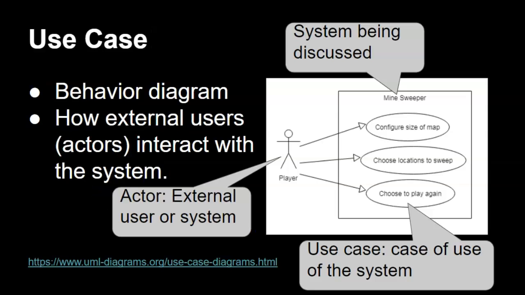First of all, the use case diagram. A use case diagram is basically a context diagram, a way of looking at the whole system. In this diagram, the minesweeper is the system we're building, and actors are external to the system and use or interact with the system. So this is showing an external actor we've named player, who can configure the size of the map, choose locations, choose to play again. So different actions they can do with the system. Use cases are typically verb phrases, and they're shown in ovals.